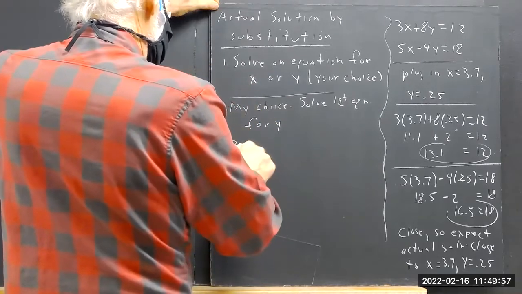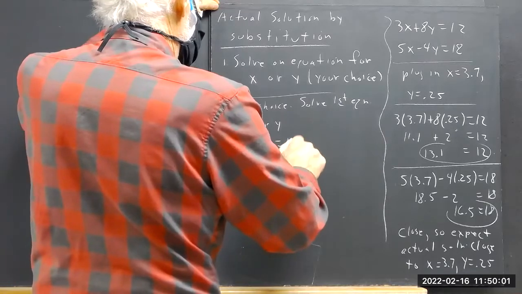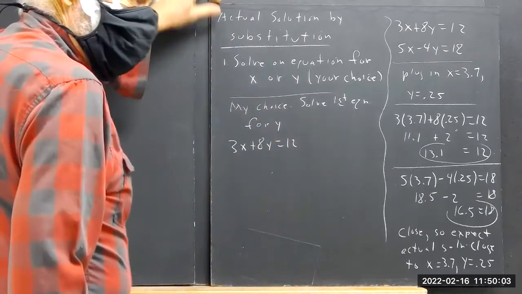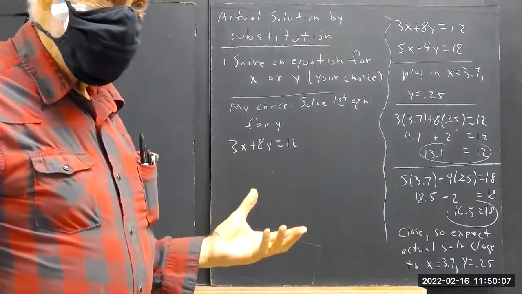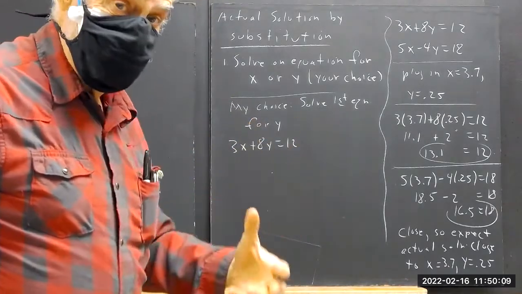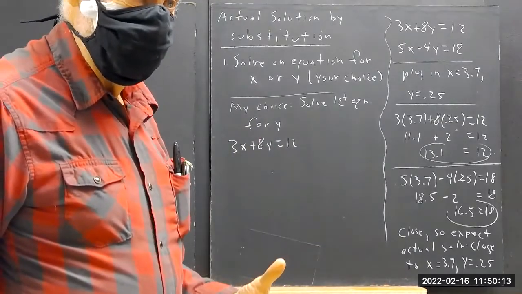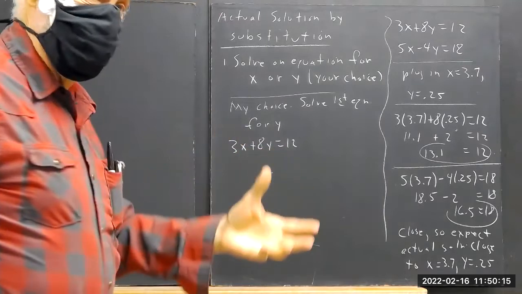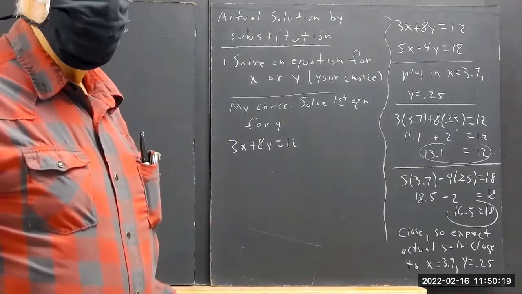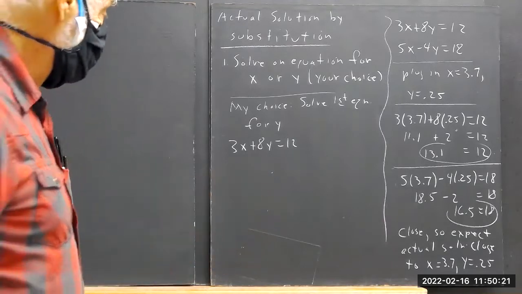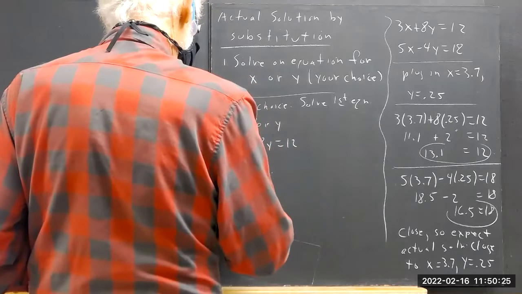We get 3x plus 8y equals 12. Now, I'm not going to get too hung up on the steps, but make sure your algebra is up to doing this. I've explained the algebra a number of times. You should be pretty good at solving linear equations by now, and this should give you no trouble. But anyhow, we subtract 3x from both sides.